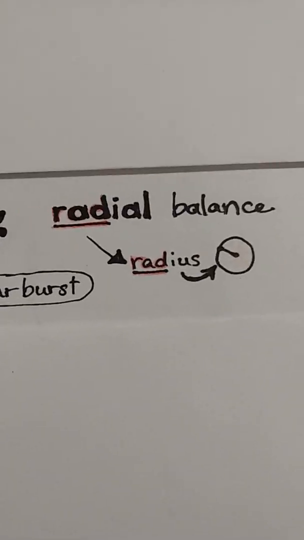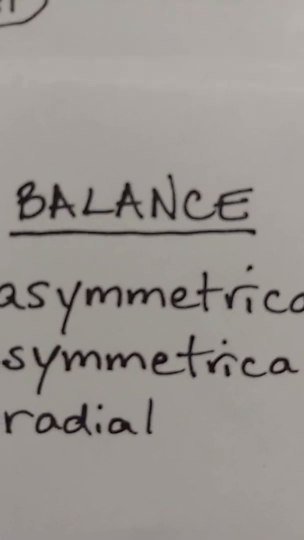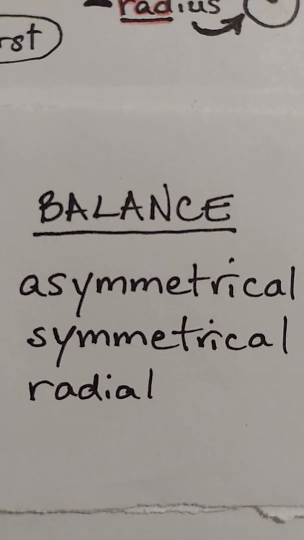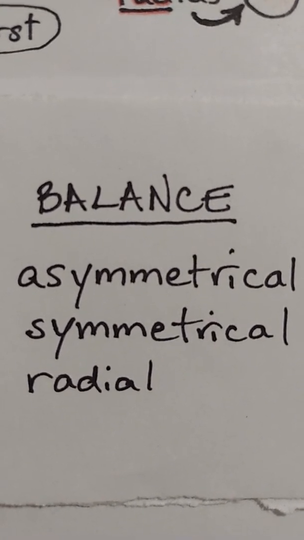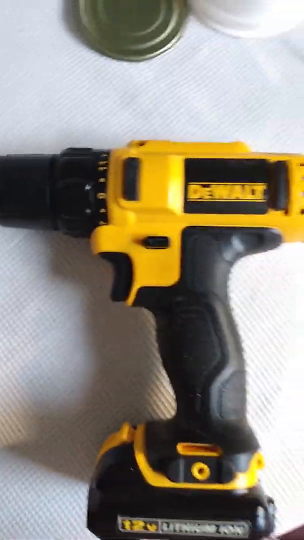Now I'm going to send you on a quest. The quest is to find one example of each of the 3 types of balance from objects around your home. I will show you some examples of things that I found around my home. Your quest around the house is to find an example of each of the types of balance. So I'm going to show you some examples from my house.